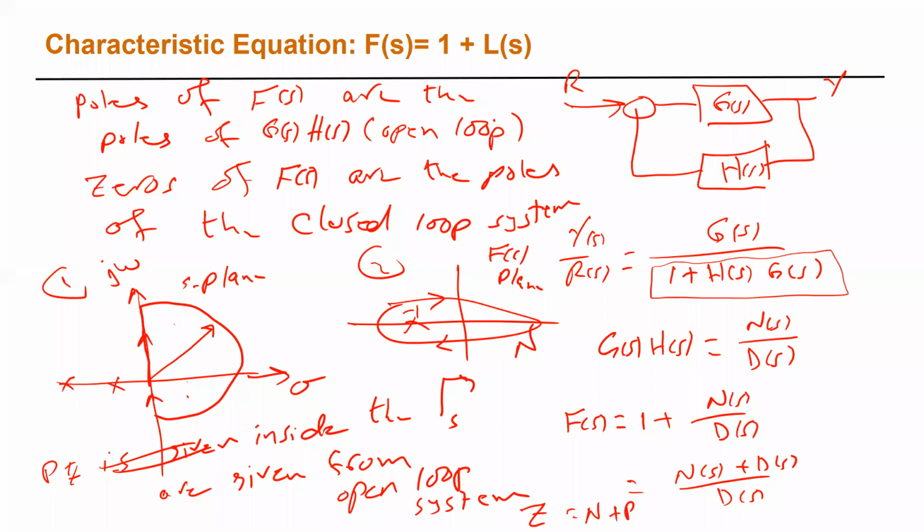Any question here? So, Doctor, P is the poles of the characteristic equation, N is the number of encirclements of -1 in the F of S plane. Exactly, in the F of S plane. Yes, yes. And how to determine the number of encirclements?